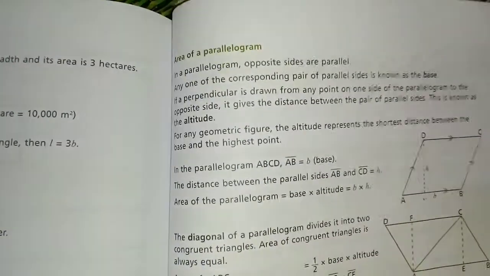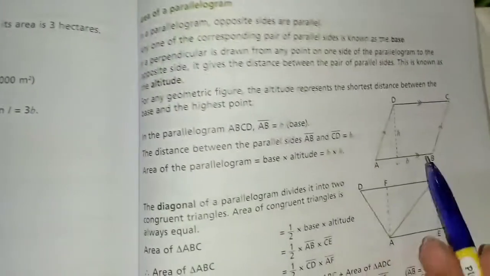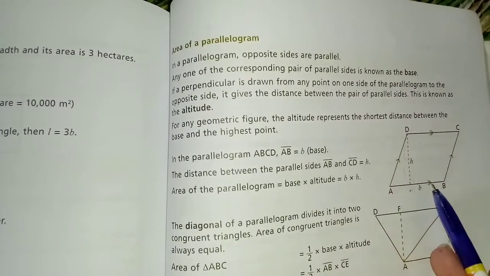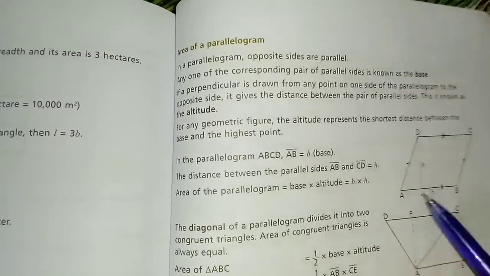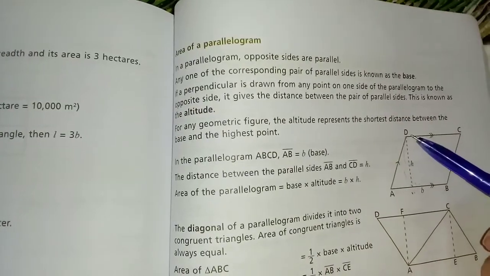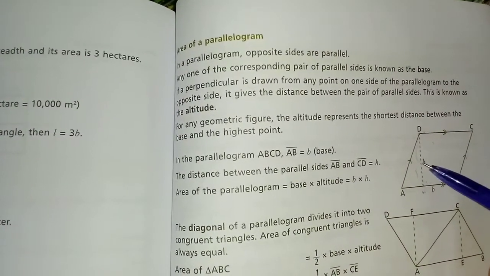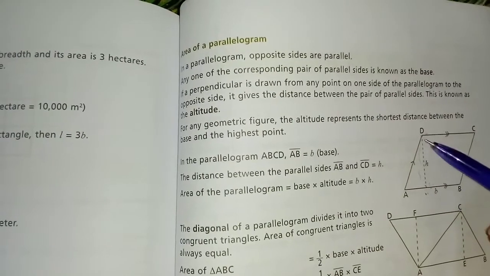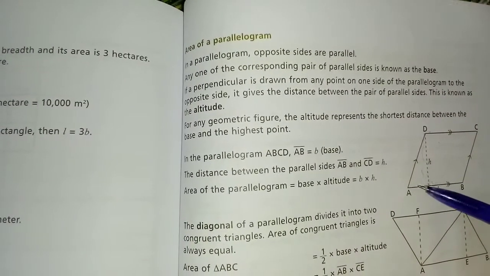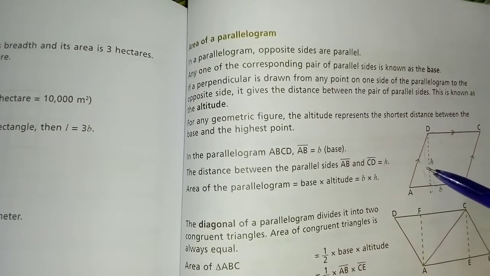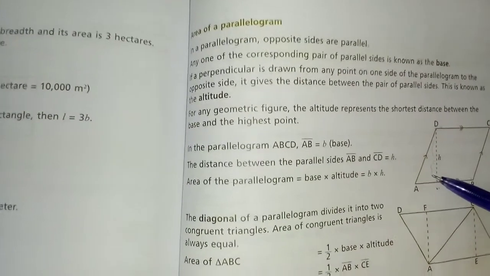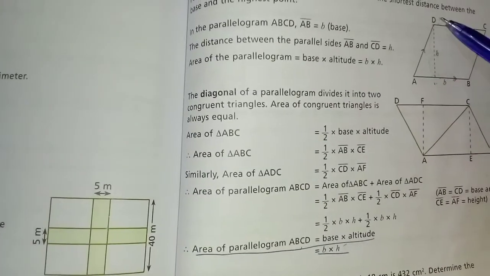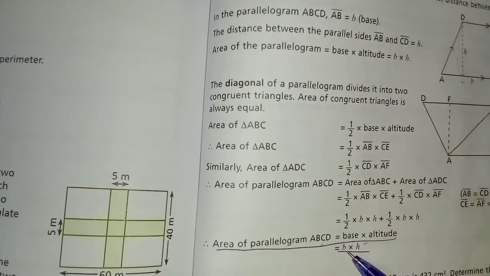Okay students, now we have to learn about the area of a parallelogram. In a parallelogram, opposite sides are parallel, and any of the parallel sides is known as the base. If we draw a perpendicular from one side of the parallelogram to the opposite side, its base, it gives the distance between the two parallel sides, and this distance is known as the height or altitude of the parallelogram. So its area is equal to base multiplied by height, b multiplied by h.